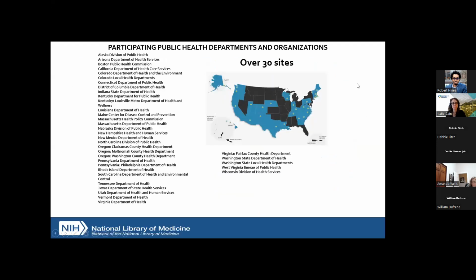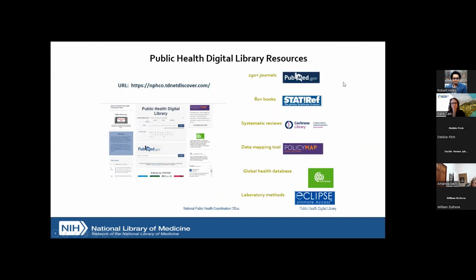Just to show you, you're part of a larger, what I would say, cohort or community of users. There are over 30 sites. Some in this program are at the municipal or at the county level, and others are even in some cases at the city level. So you are in a good group of people who are trying to use evidence to practice evidence-based public health. So what's in the digital library?